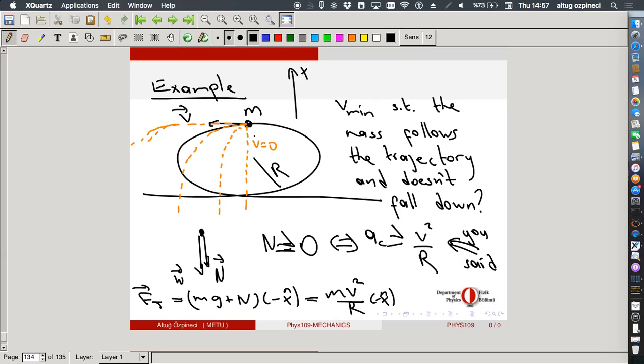Now, if I throw it with a smaller velocity, the parabola is now narrower than the circle. That means it's just falling down. So at the instant when the normal force becomes zero, for the value of the speed v at which the normal force becomes 0, my ball is about to fall down. So if it is to go around the circle, the normal force has to be greater than 0. The minimum value is 0.